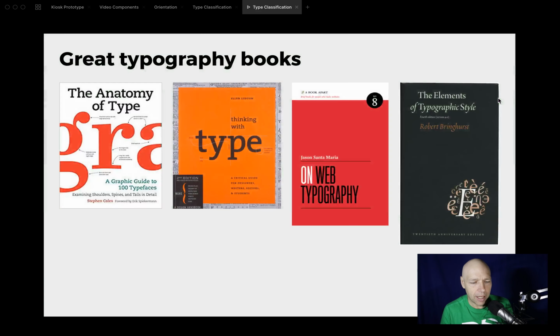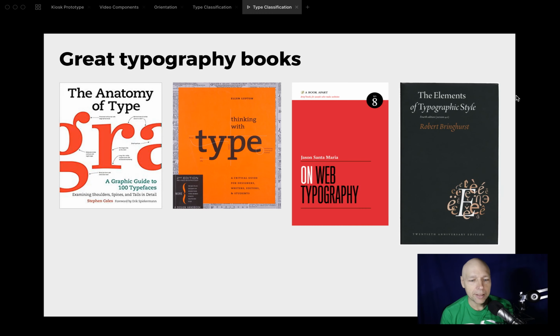There are a lot of typography books that I reference quite a bit. This particular session centers pretty much on two: The Anatomy of Type, which is Stephen Coles' book, it's absolutely fantastic, and then The Elements of Typographic Style by Robert Bringhurst. I reference that. It is my Bible. It literally is less than an arm's length away pretty much at all times. Any of these four books, though, would be a very easy way for you to elevate your typographical game. So I would recommend any of the Ellen Lupton books and Jason Santa Maria as well.